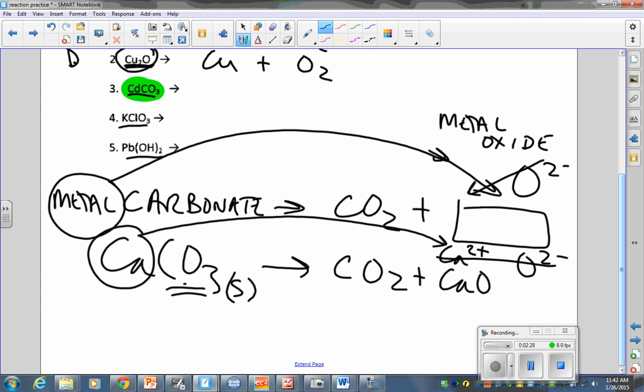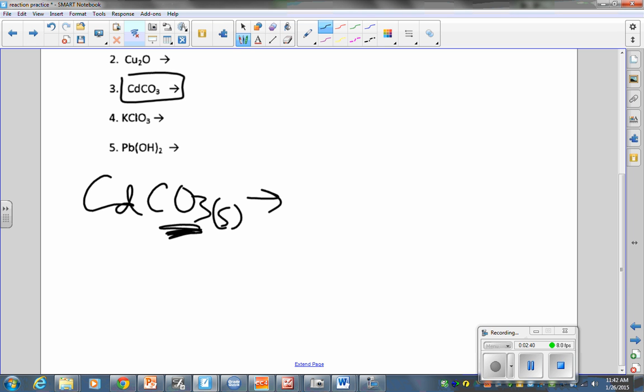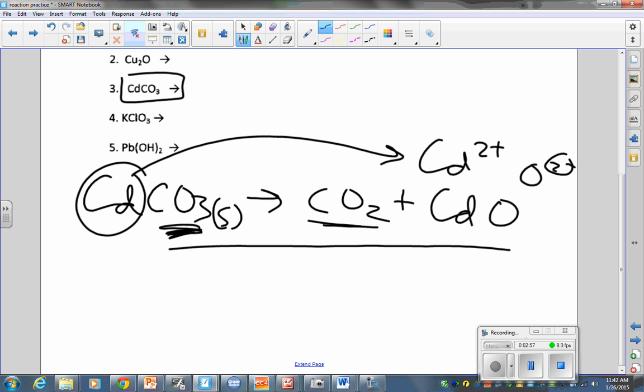Next thing, when I go to look at this one, CdCO3. If you look, it's a solid, so the sucker's going to decomp. As soon as I see CO3, I know it breaks into CO2, so I write it automatically. I write CO2 plus. That means crisscross applesauce. I take the Cd, cadmium, I bring it over, and I know I have to cross with O2 minus, which gets me CdO. Bam, you're good to go and you balance. First type has to be memorized. Second kind of decomp that you have to memorize.